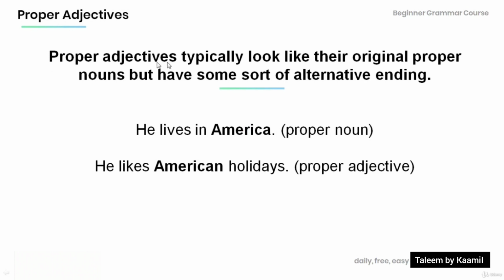Also note that proper adjectives typically look like their original proper nouns, but have some sort of alternative ending. Have a look at the examples below. He lives in America. America is a proper noun. It is the name of the country. And in this sentence, he likes American holidays. American is a proper adjective, but it's formed from the proper noun America. Only the ending is different.